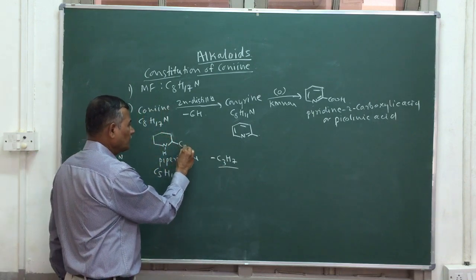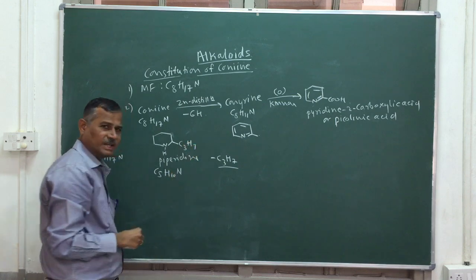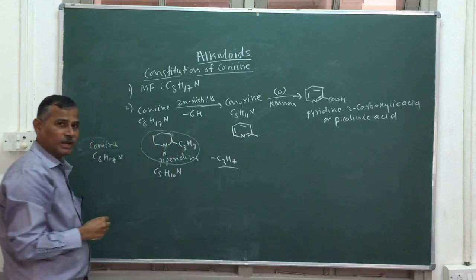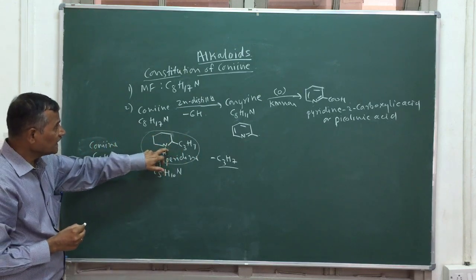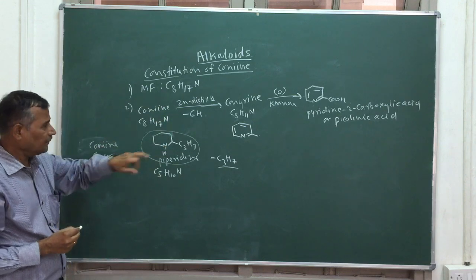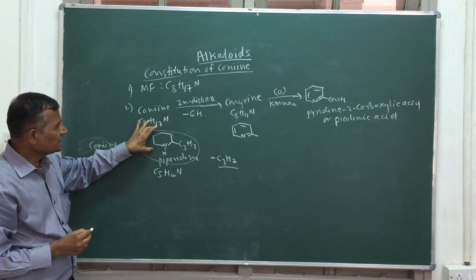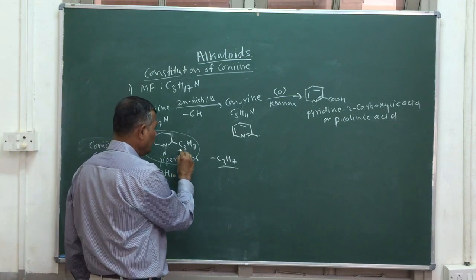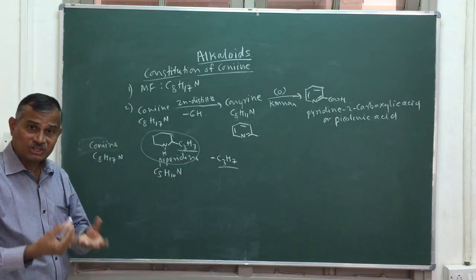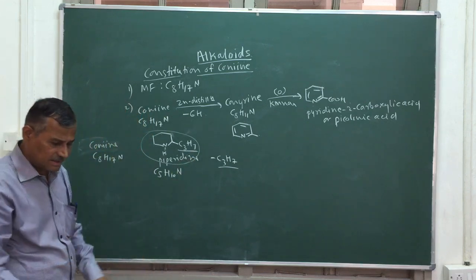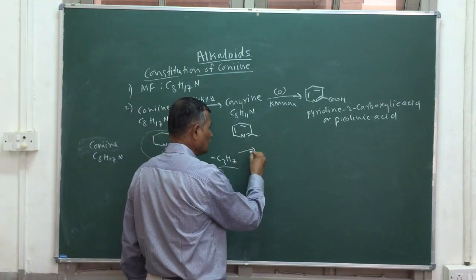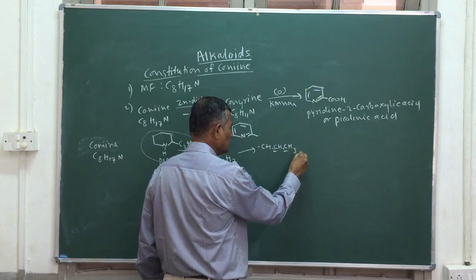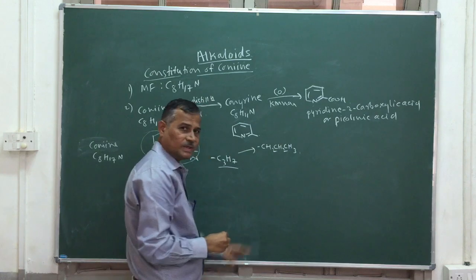So if you write this C3H7 as the side chain, this may be the structure of coniine, and this coincides with the molecular formula C8H17N. Okay, then we will find out the structure of this C3H7. C3H7 can be written in only 2 ways. We write it as a straight chain, CH2, CH2, CH3. You know this is the n-propyl group.